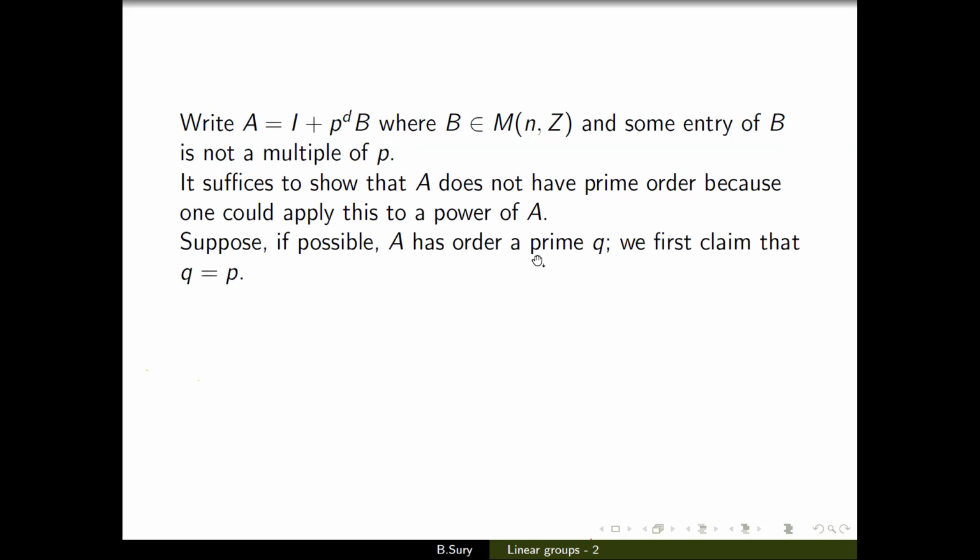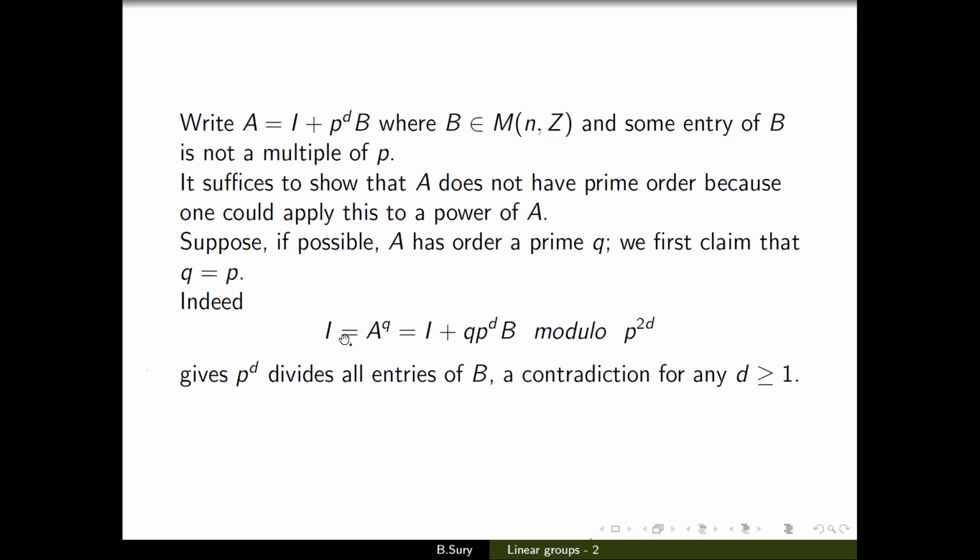Suppose, if possible, A has prime order, a prime q. We first claim that if at all it has an element of prime order q, that prime must be the same prime. Where are we looking? We are looking at elements in the kernel of the map GL_n(Z) to GL_n(Z mod p), and you write any matrix like this. This element is of order q, and we want to say this prime q must be p.